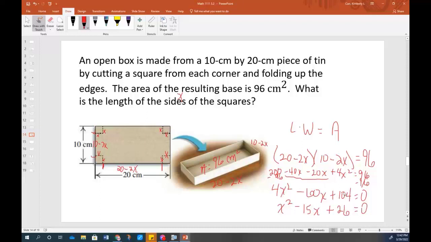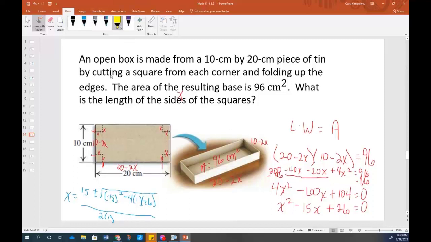Now I can solve this for x because this is a quadratic. x equals the opposite of b plus or minus the square root of b squared minus 4 times a times c, all over 2a.